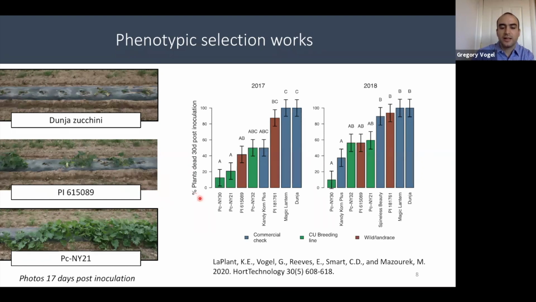And when we compare the mortality of some of the entries in these trials 30 days after inoculation, you'll see that 3 of the breeding lines that we included in these trials were among the most resistant entries evaluated. Those are represented in green here. And compared to their partially resistant parent, this PI 615089, they performed comparably or even better in some cases. You'll still see, though, that in 2018, the incidence of mortality a month after inoculation still reached over 50% in a couple of these breeding lines, showing that there's still room for improvement.